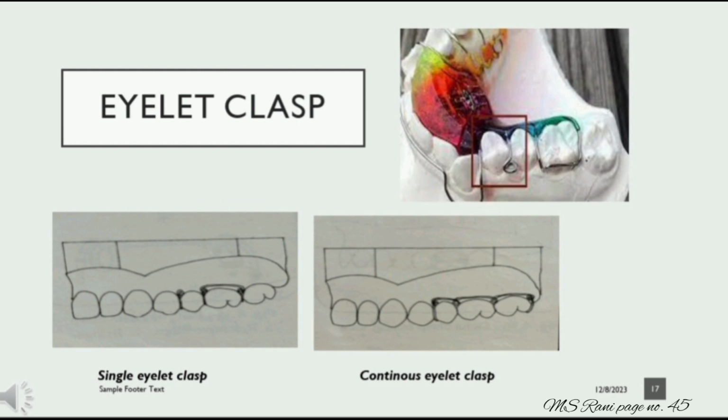Now construction. The clasp can be constructed as a single eyelet clasp or a continuous eyelet clasp. It is then fabricated using Young's loop forming plier. Eyelets are placed in the embrasure. Now 3 or 4 eyelets are made depending upon the retention requirement, because a single eyelet clasp does not provide much retention. Now let's see the advantages.